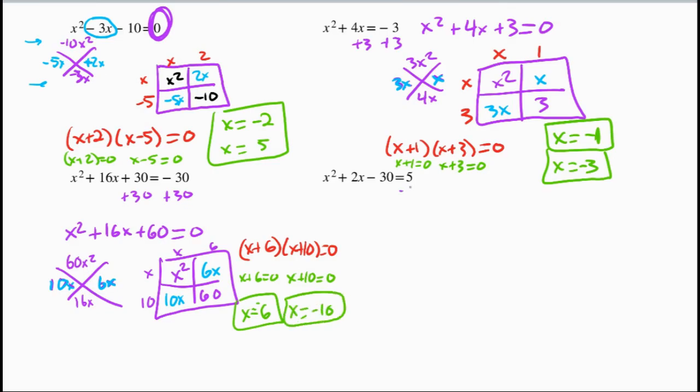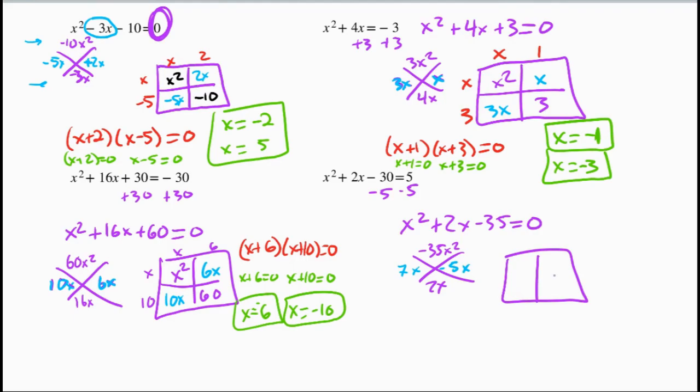Last one here, subtract 5 from both sides, rewrite it. Oops, that's my bad. That's supposed to be minus 35 equals 0. Diamond and box, 35x squared, 2x. What multiplies to the top that adds to the bottom looks like it's going to be 7x and negative 5x. So in the box goes x squared, negative 35, 7x, negative 5x. Figure out what goes on the outside. Now that's my factored form.